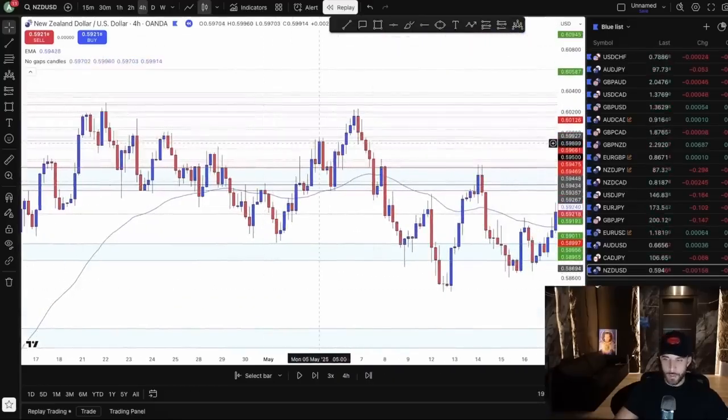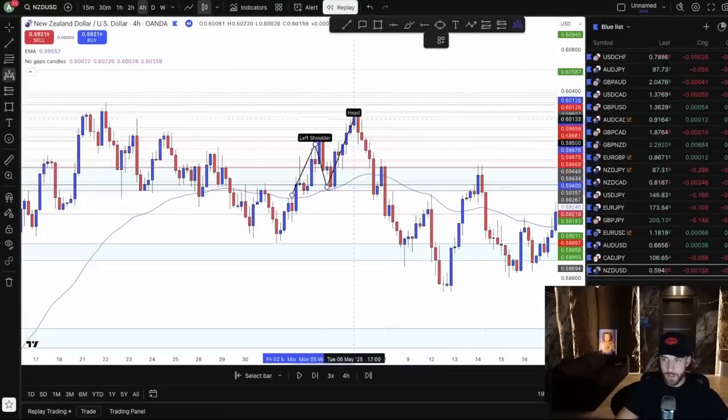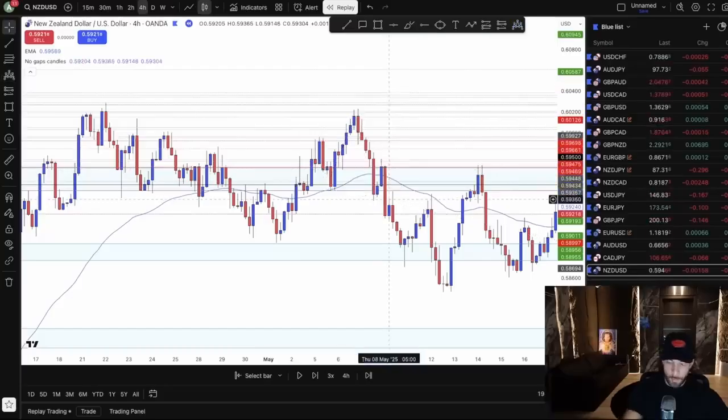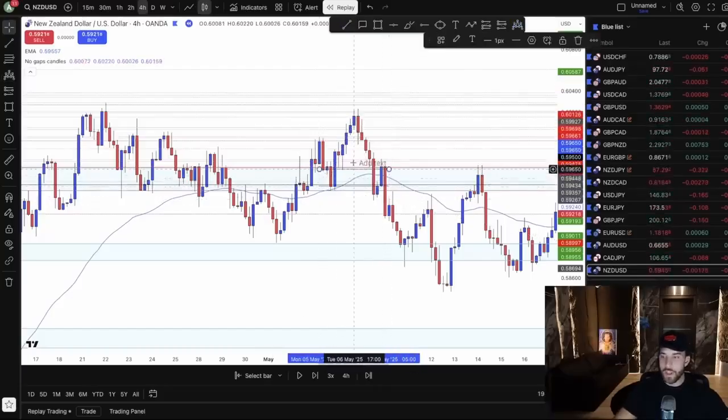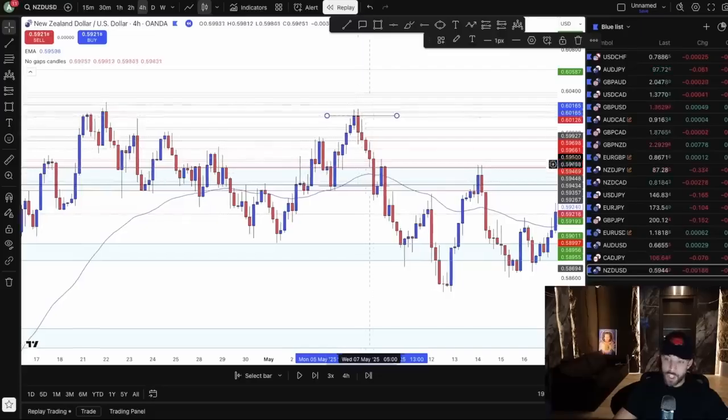I can show you another one right here. Left, head, right shoulder. We broke the neckline, came back and retested. You can see it right here. Left, head, right shoulder. What matters is that it shifted from this being the higher low to this being the higher high. We shifted the structure.